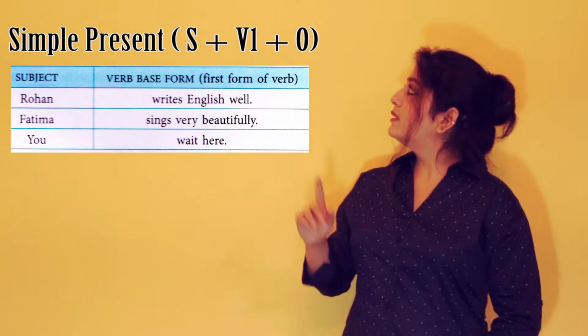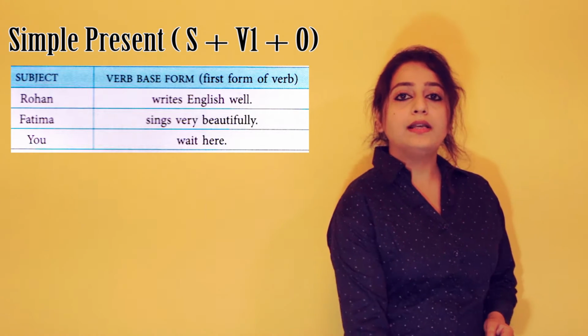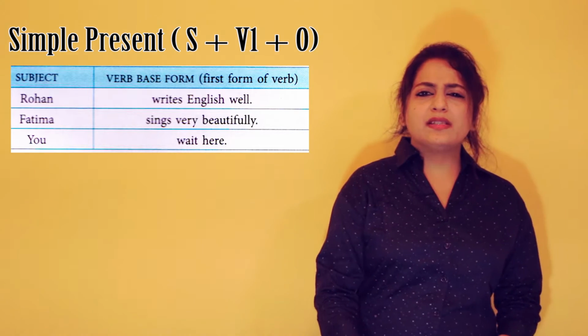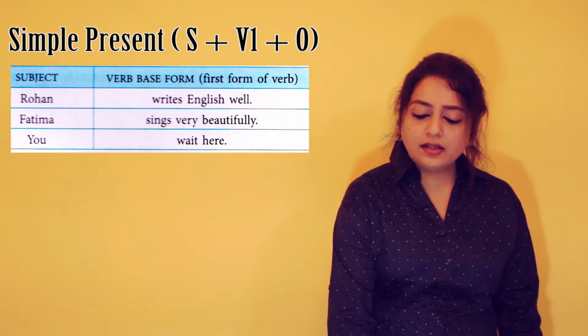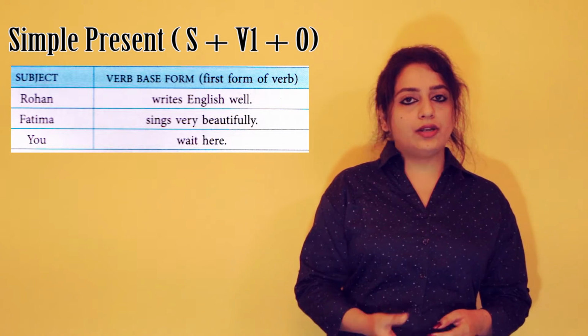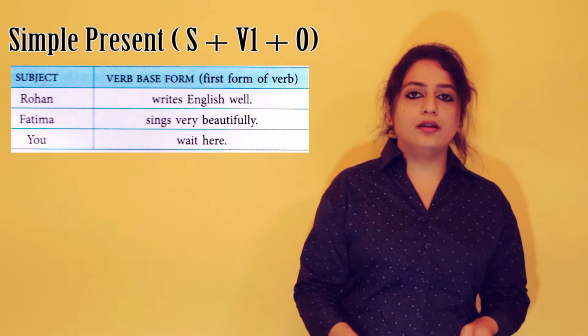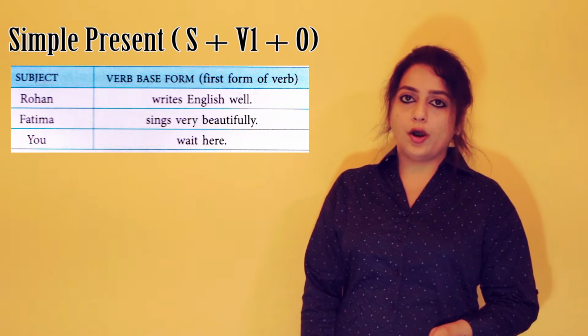So first is simple present. Subject plus V1 plus object. Simple present basically denotes a habit or facts. Like Rohan writes English well. It's the ability of Rohan to write English well. No one can change it. So the structure of simple present is subject plus V1 plus object.